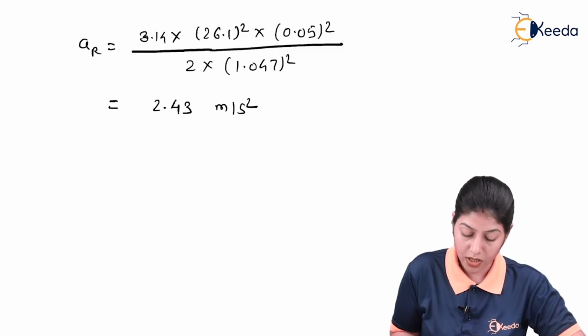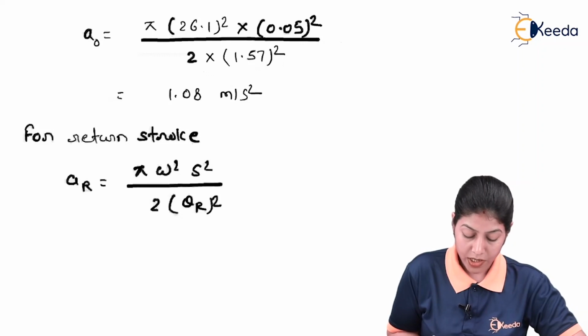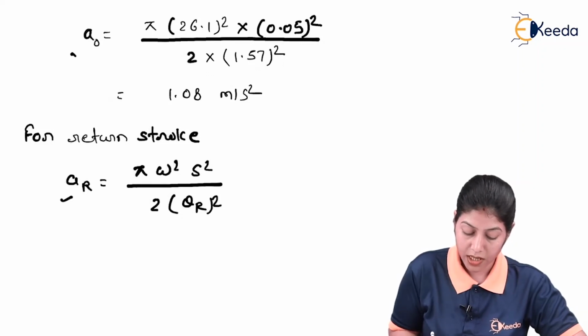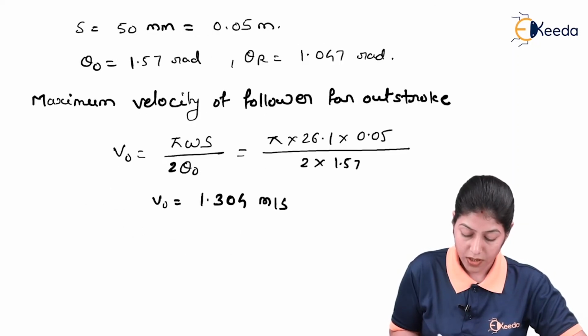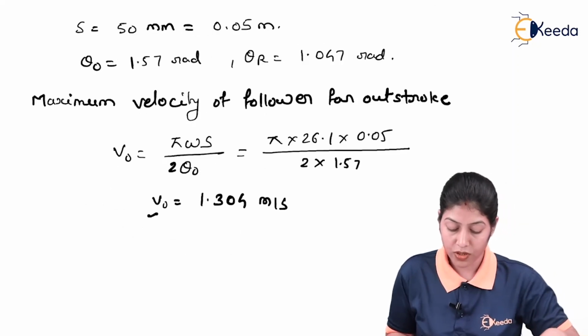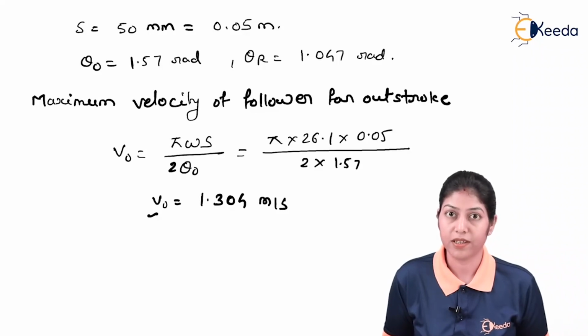So here we have all the values, maximum acceleration for return stroke and the outstroke, and velocity for the return stroke and for the outstroke. So here is the solution of this particular numerical. Thank you so much.